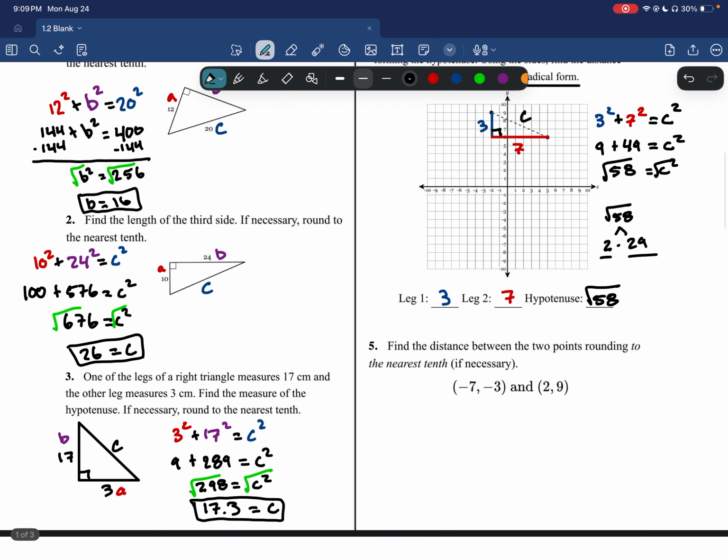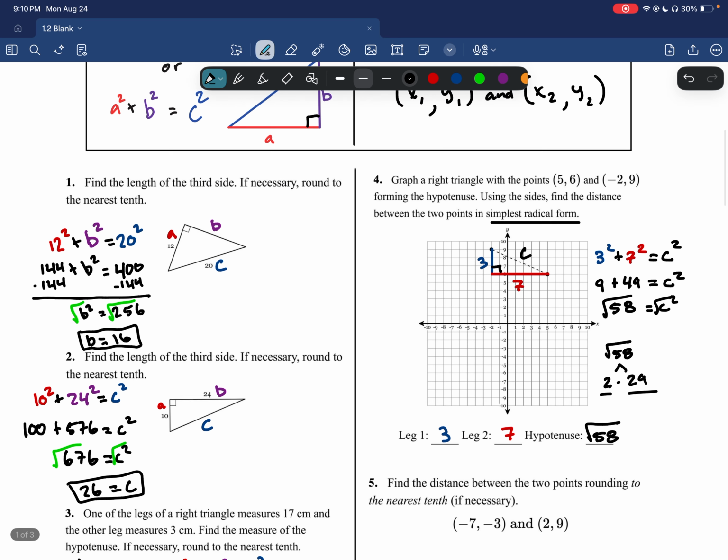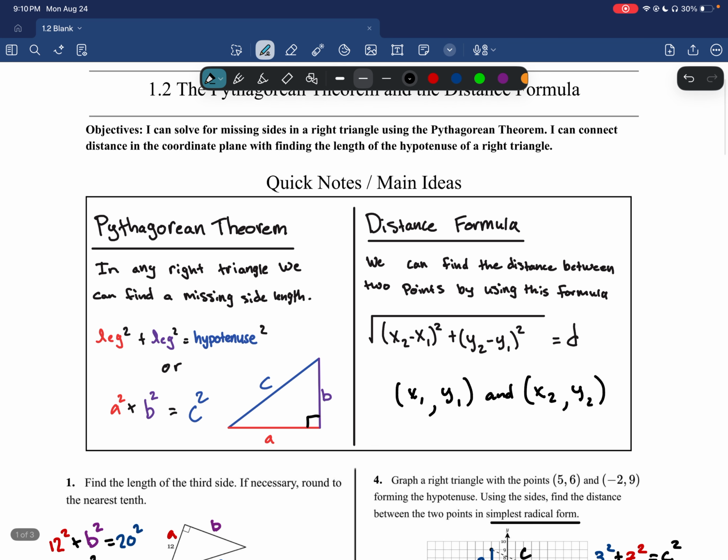All right, question 5. Find the distance between 2 points, rounding to the nearest tenth if necessary, okay? So this time I do not have a triangle. I just have 2 points. Now if we go back to our quick notes, this is referring to the distance formula. It's if you have 2 points and you're trying to find the distance between them. We're going to use this formula right here, okay?